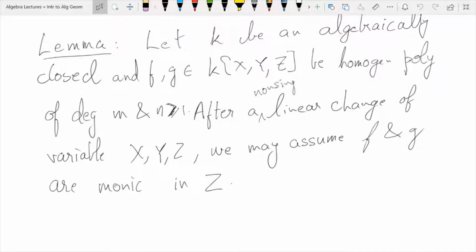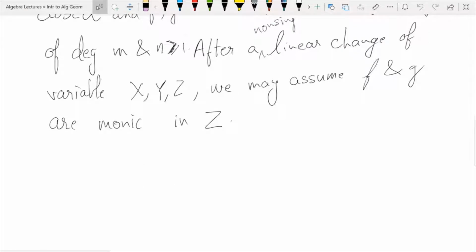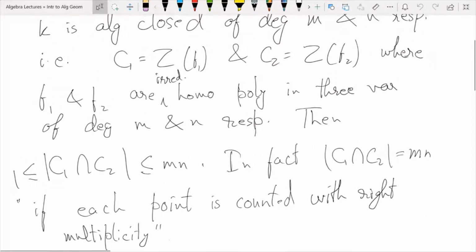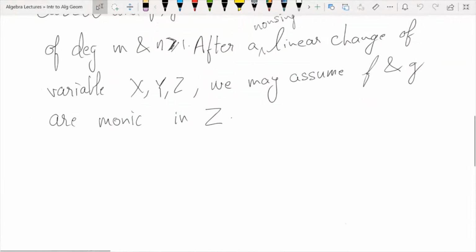And of course the intersection numbers don't change, because we are looking at the same configuration from a different angle, if you like. So the upshot is we can assume f and g are monic in Z.